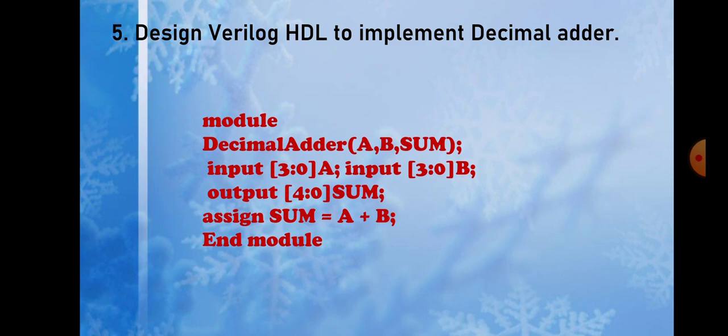We use a dataflow program here, that is, module decimal adder (A, B, sum), input [3:0] A, and input B is also [3:0]. Output is [4:0] sum. Assign sum equals A plus B, and end module. So it is a Verilog program of a decimal adder.